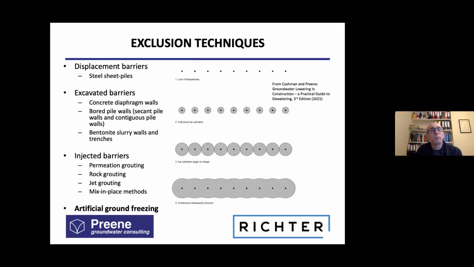So I'm going to go on to perhaps the most interesting of the exclusion methods, and this is artificial ground freezing. This is where we use a refrigerant to deliberately freeze the ground. And the thing about frozen ground, which of course is the water frozen around the soil or rock particles, it's very high strength and it's a very low permeability. So as well as forming a groundwater barrier, it can be very effective at supporting, say, a tunnel or an excavation.